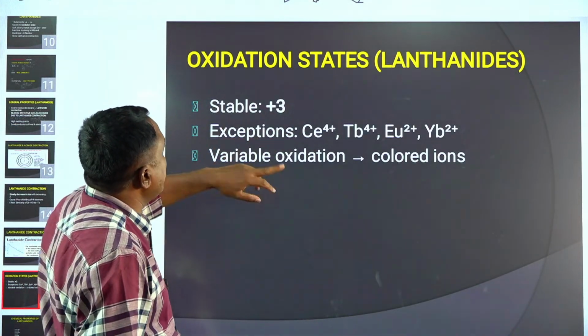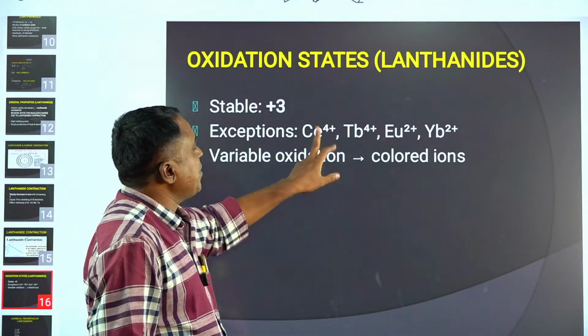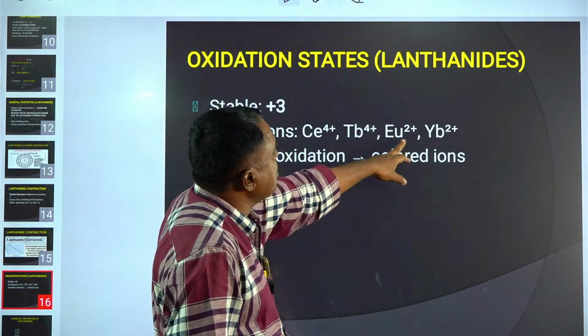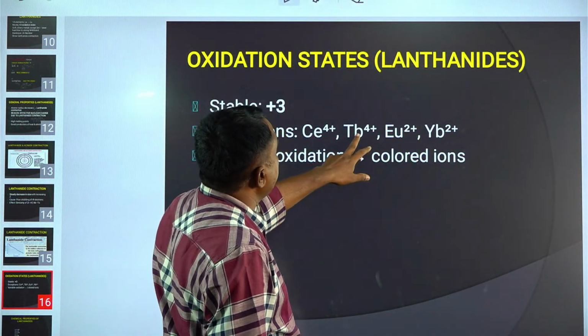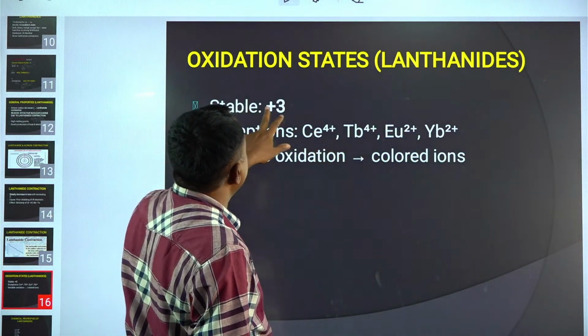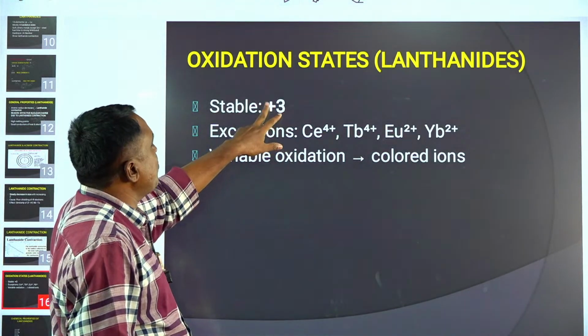We have already discussed the oxidation states. The stable oxidation state is +3. Exceptions: cerium +4, terbium +4, europium +2, ytterbium +2. These are the +2 oxidation states. Terbium is +4, cerium is also +4, and the most common oxidation state is +3.